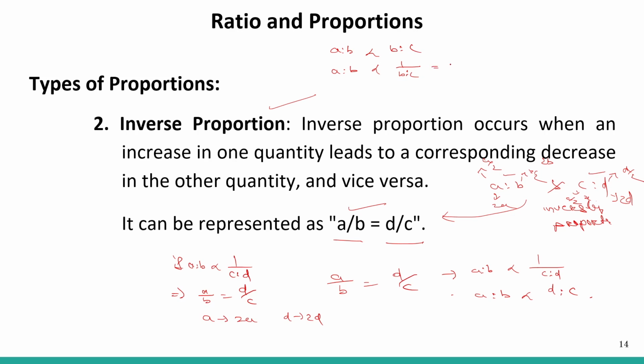Sorry, this should be C is to D, right? So if A becomes A by 2, here B becomes B by 2, and this becomes C by 2. And if B becomes 2B, D becomes 2D. But in the inverse case, if A becomes A by 2, here D becomes D by 2. And if B becomes 2B, C becomes 2C, whereas we are only comparing A is to B with C is to D.